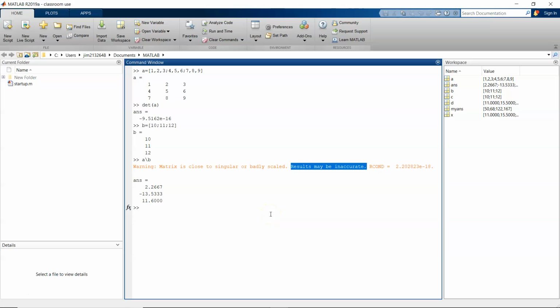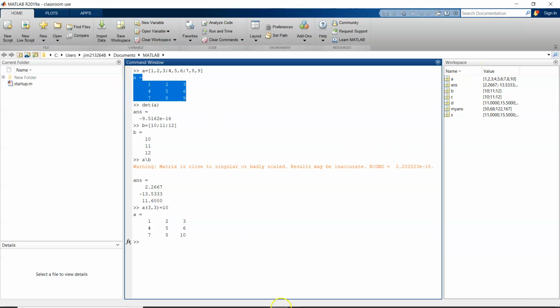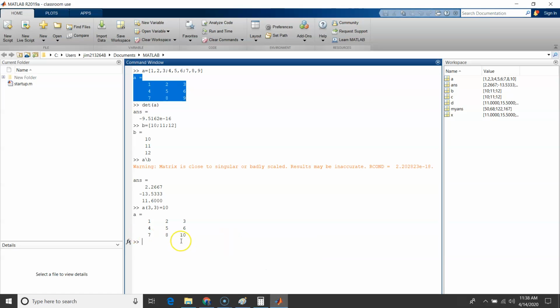Let's change A. Here's something else you can do. Now, about matrices. A of third row, third column. First index is row, second index is column. I want to make it equal to 10. I'm going to set it equal to 10. I've just changed A. You can change elements inside of A. You can change ranges of elements inside of A, by the way.